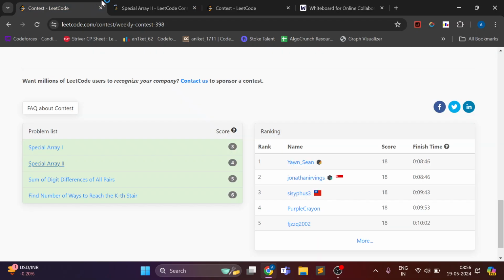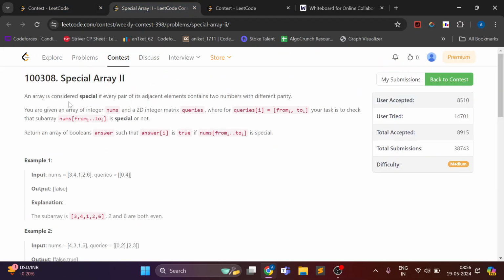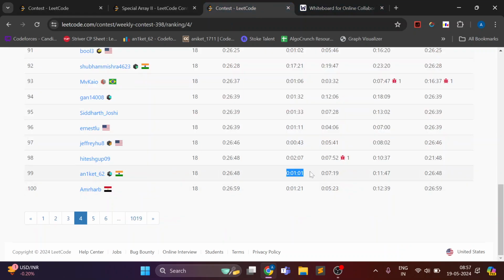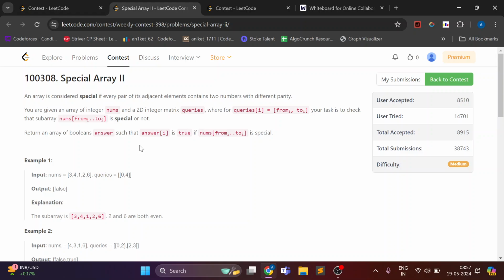Now move to the second question. I think it's an interesting question. I also took some time here. As you can see, I solved the first in 1 minute, but the second in 7 minutes, and the third in 4 minutes. So B was more difficult for me than C if you consider the time taken for both of them.